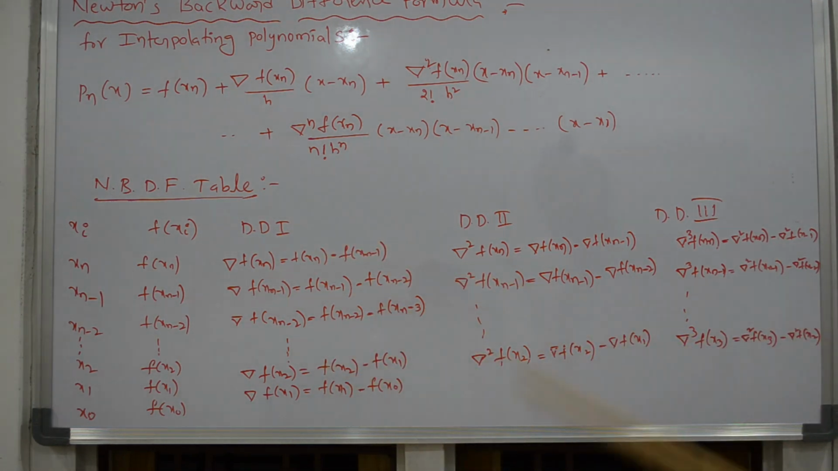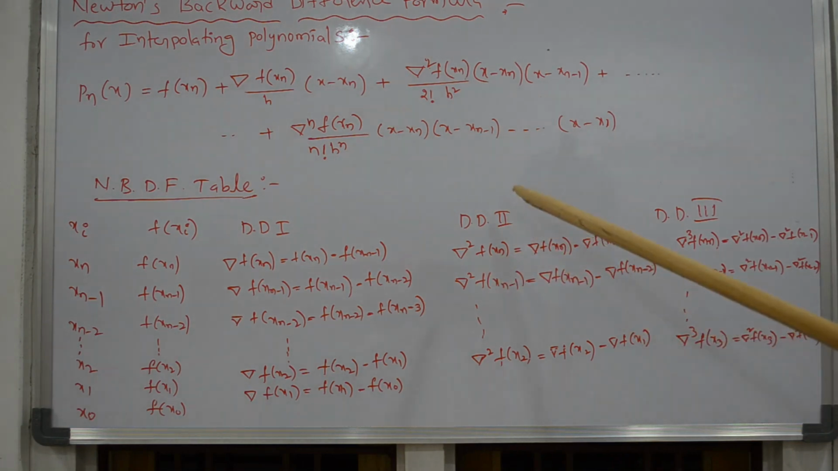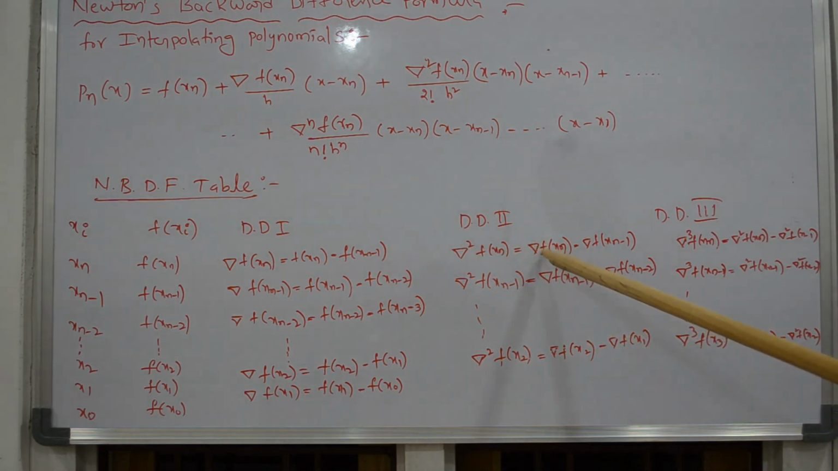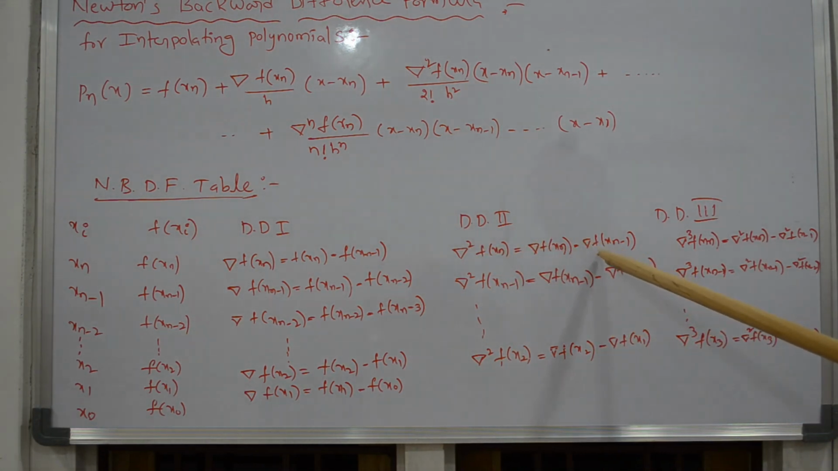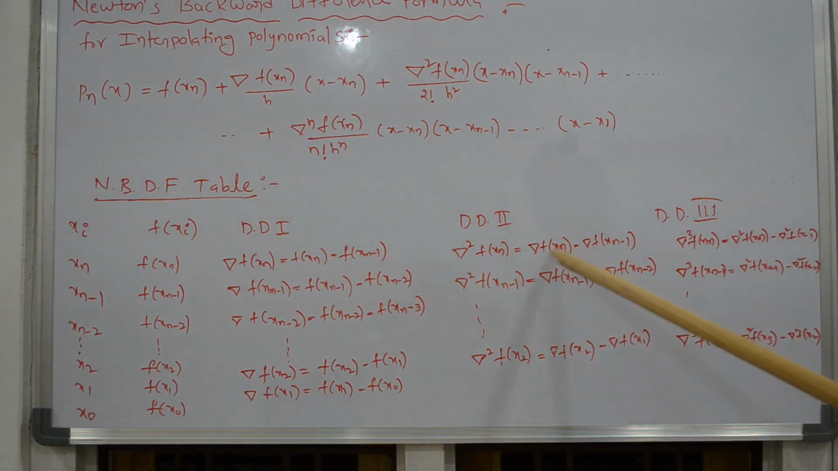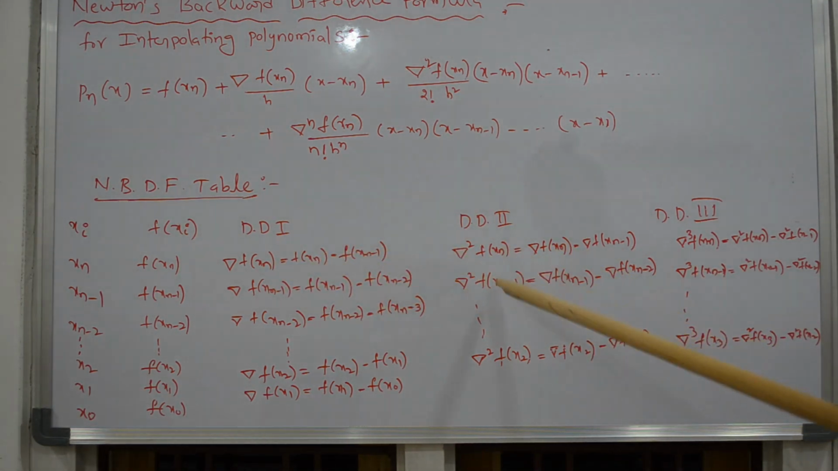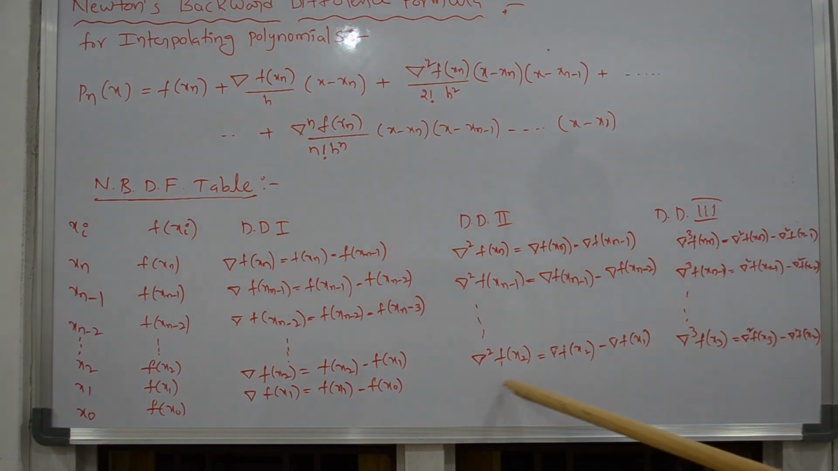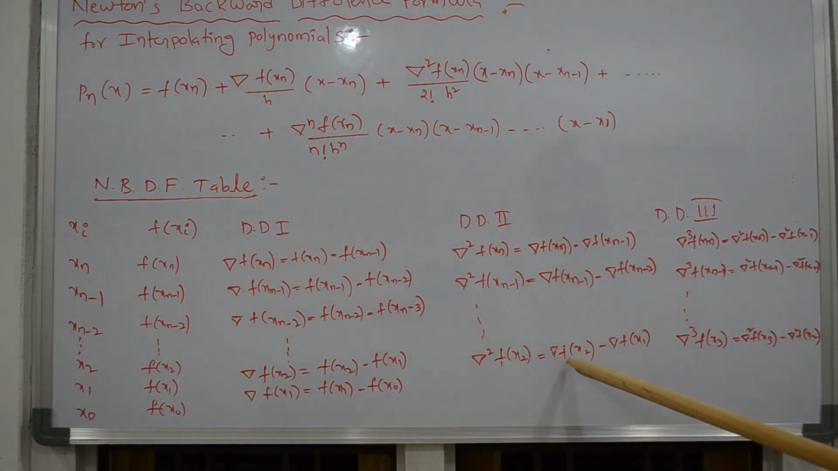Next, divided difference 2. We denote divided difference 2 as delta square. So delta square f of xn is equal to delta f of xn minus delta f of xn minus 1; from this value we subtract that value. Delta square f of xn minus 1 is equal to delta f of xn minus 1 minus delta f of xn minus 2, and so on. Delta square f of x2 is delta f of x2 minus delta f of x1.